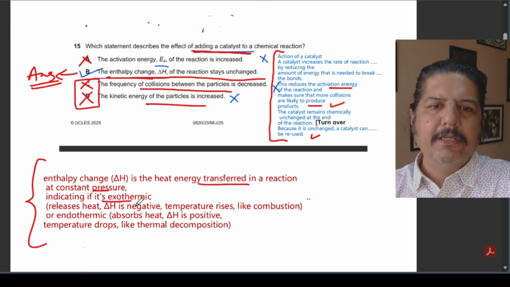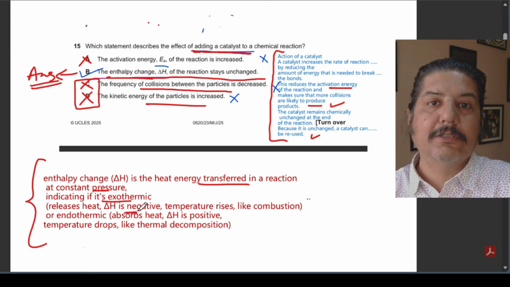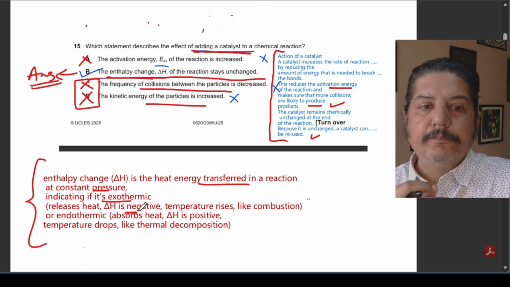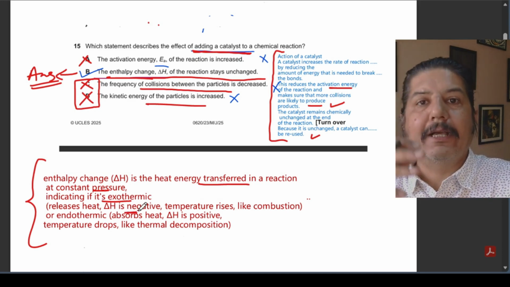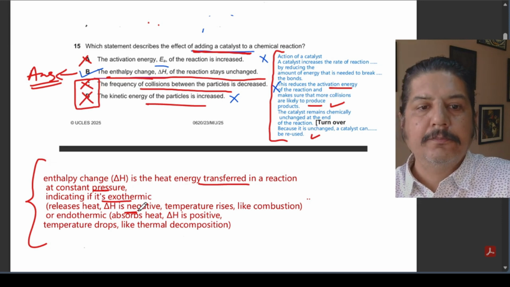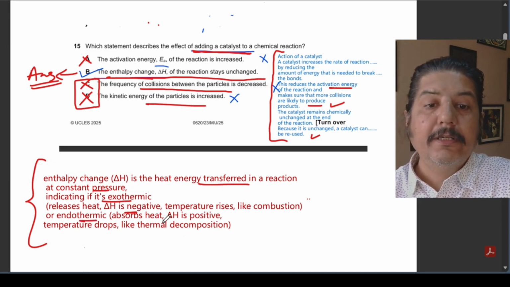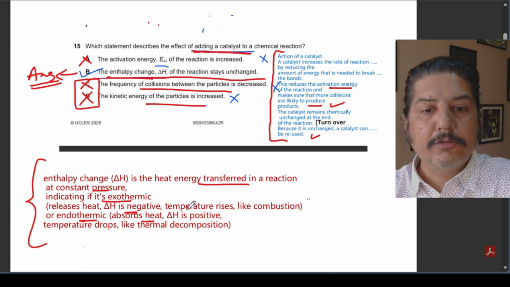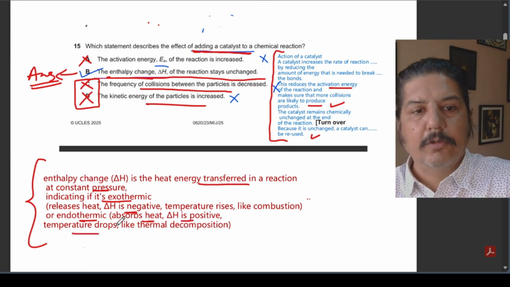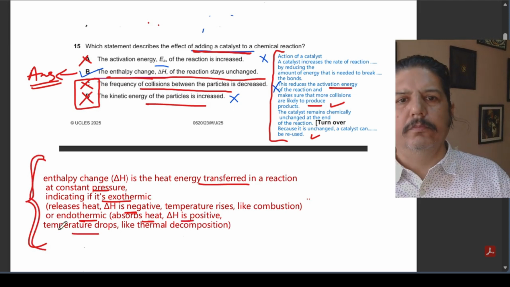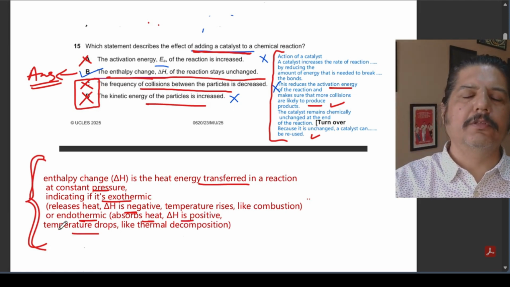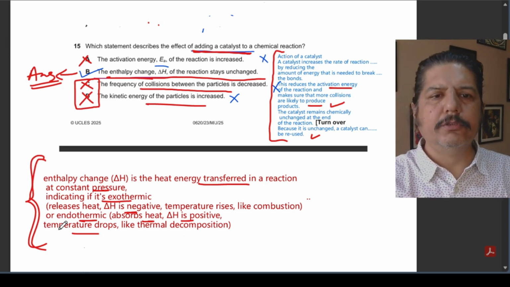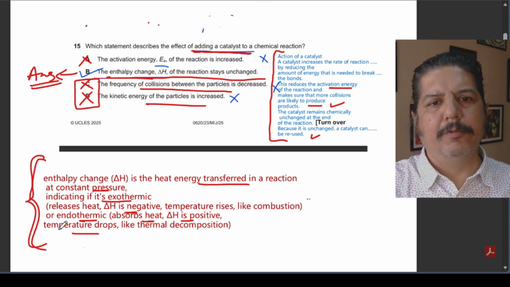It can be exothermic if delta H is negative. That is something that you need to remember. If delta H is negative, heat is released. It's an exothermic reaction and the temperature rises. If it is an endothermic reaction, the reaction absorbs heat, delta H is positive, and the temperature drops. I just wanted to discuss this because enthalpy is mentioned here. We'll do this in detail when we are doing the appropriate chapter.